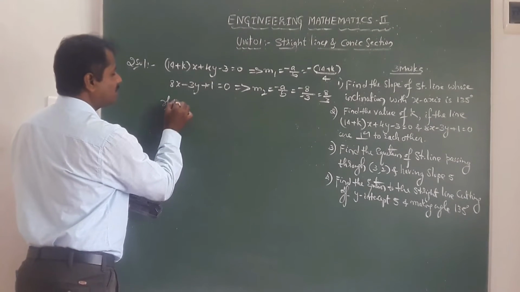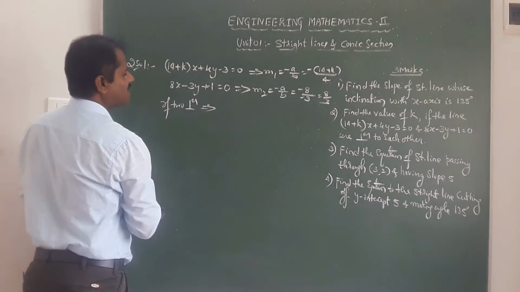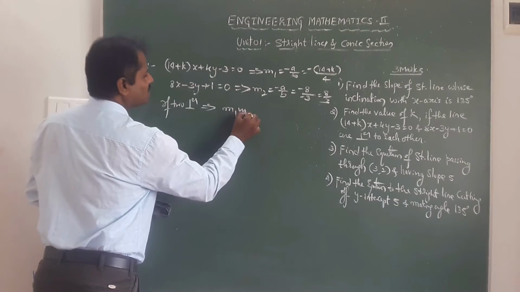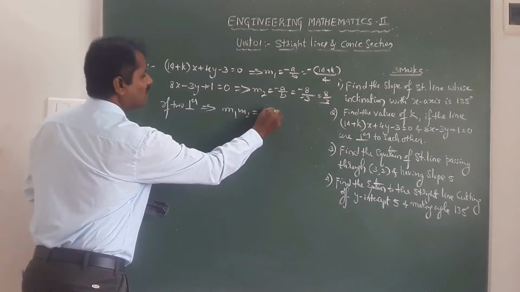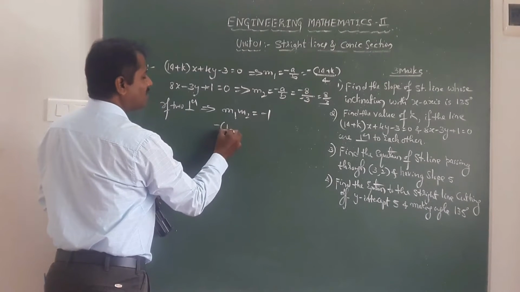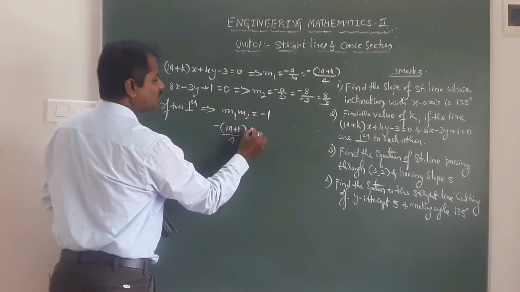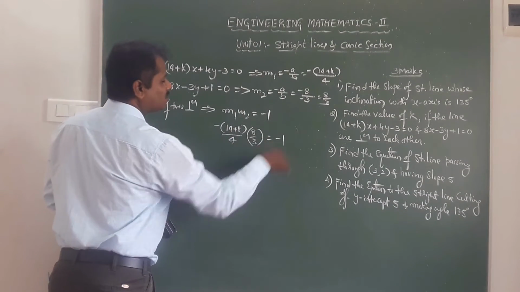If the two lines are perpendicular, then the product of their slopes, m1 into m2, is equal to what? Minus 1. Since m1 is minus (14 plus k) divided by 4, into m2, which is 8 by 3, is equal to what?